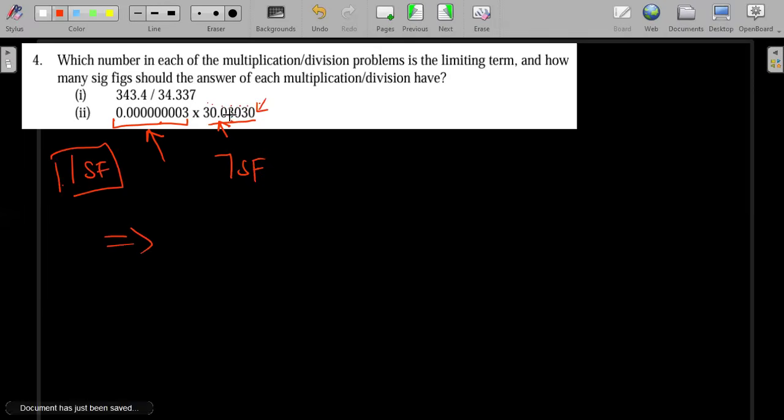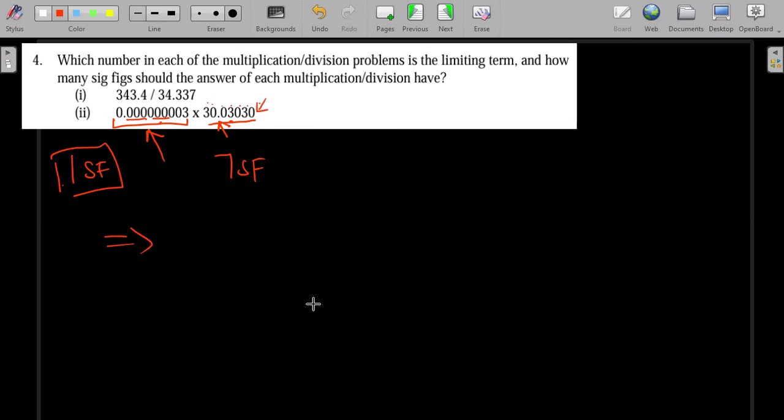So what are you going to do? We're just going to punch these values onto our calculator. We have 0. How many zeros do I have? I have 3, then 3, then 2, so I have 8 zeros. So 0.000000003, that's 3, multiplied by 30.03.